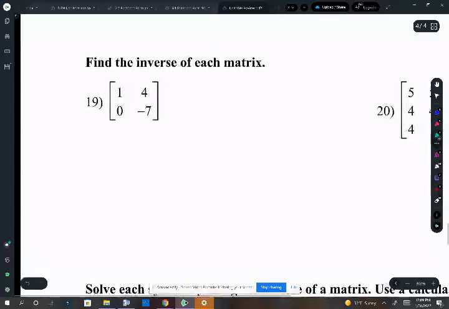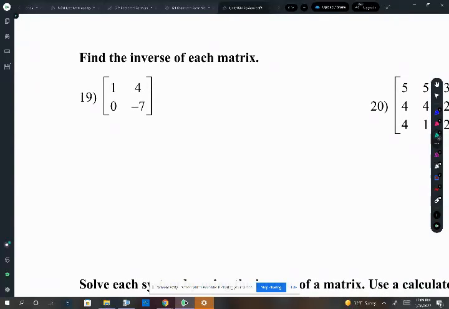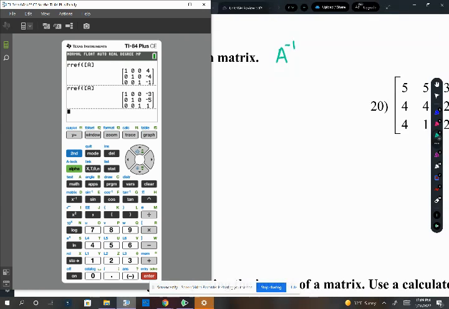All right, so this last page is using the inverse. And so what we're going to do is enter the matrix, and then just put in the A negative 1, okay? So we're going to enter our matrix and then do the x negative 1. So when I put my matrix in, we're going to go second, x negative 1.